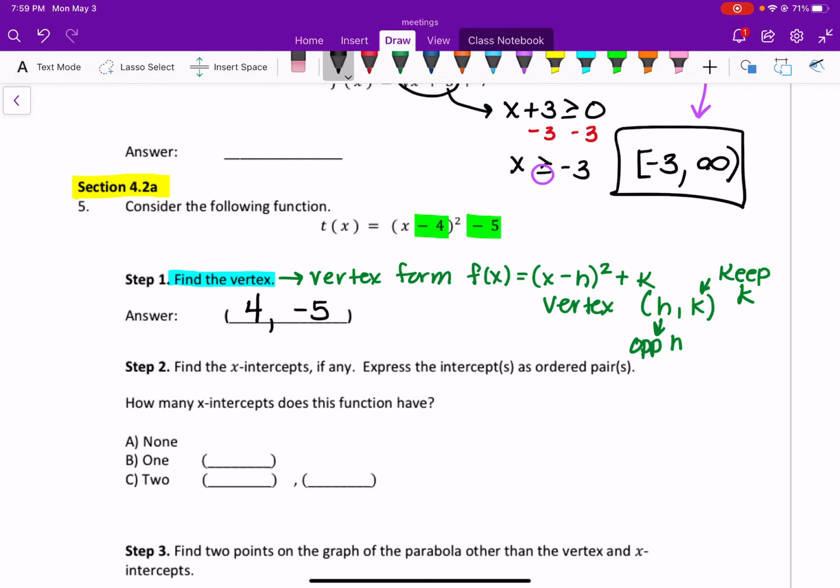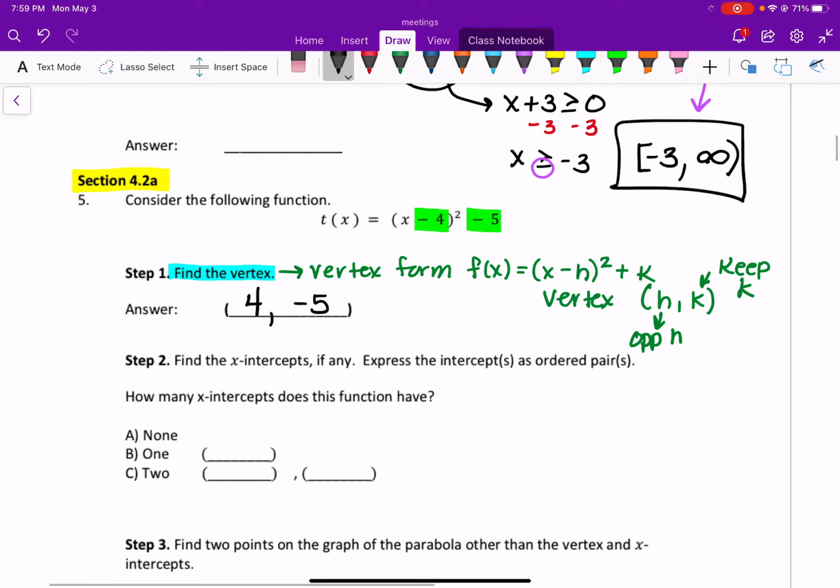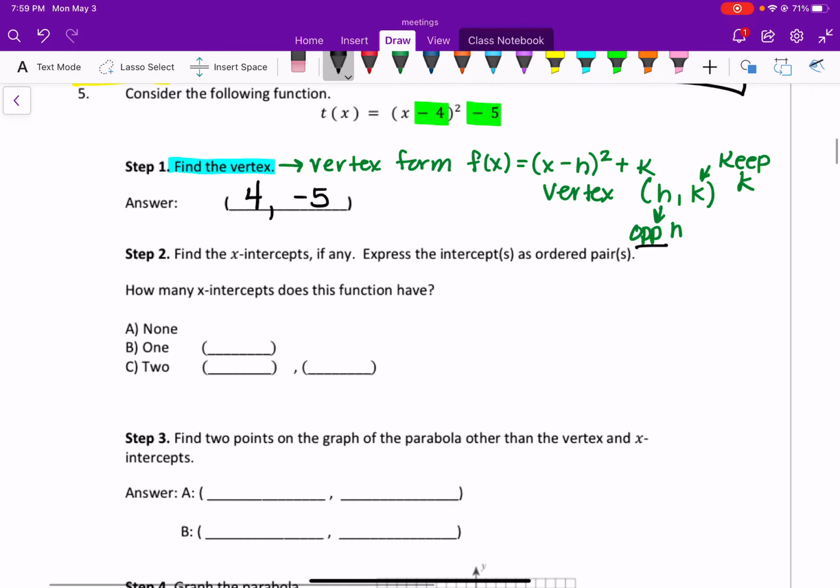So in that vertex form, finding your vertex is really easy when it's in this particular form because the numbers are just right there. You just have to pick them out. And always remember it's opposite of your h value. Okay, so now when we talk about finding the x-intercepts, anytime we talk about this, we're going to set the equation equal to 0. So that means we're going to take this guy and we're going to say 0 equals x minus 4 squared minus 5.